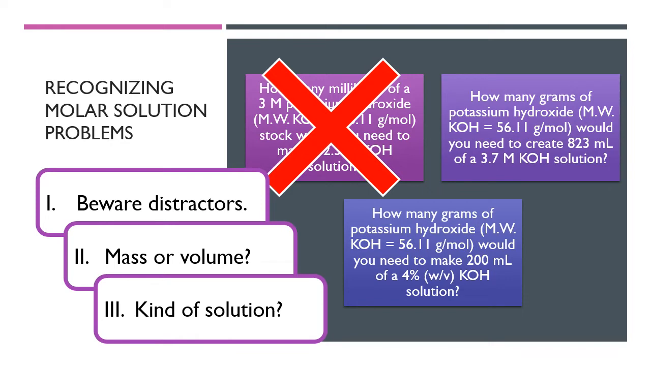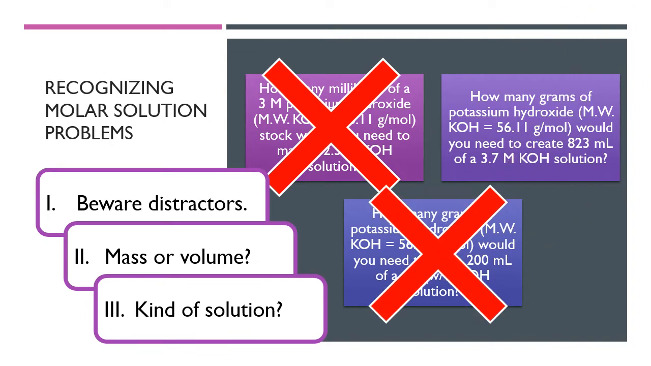In the question on the bottom, the question is asking about a percent solution, weight by volume. You can tell because of the percent symbol. I mean, what the heck is a percent solution anyways? You will find out later in this course, but for now, realize that this is also not a molar solution problem. So that just leaves us with the problem on the upper right, which, yes, is in fact a molar solution problem. It wants to know how many grams, a mass, that you will need to make, let's see, it says, a molar solution.